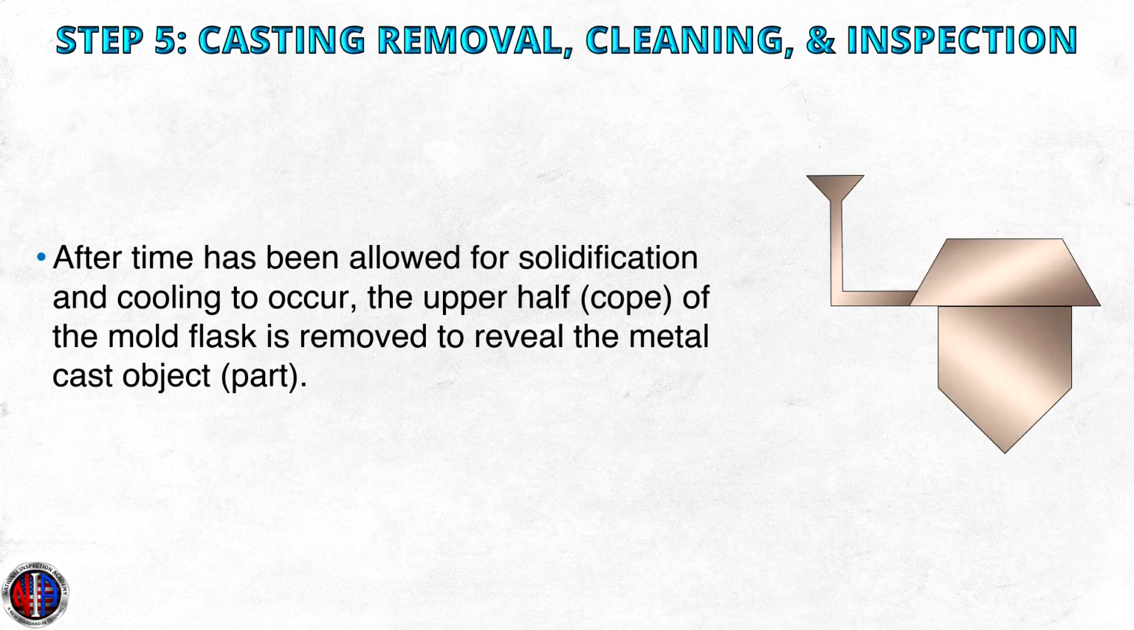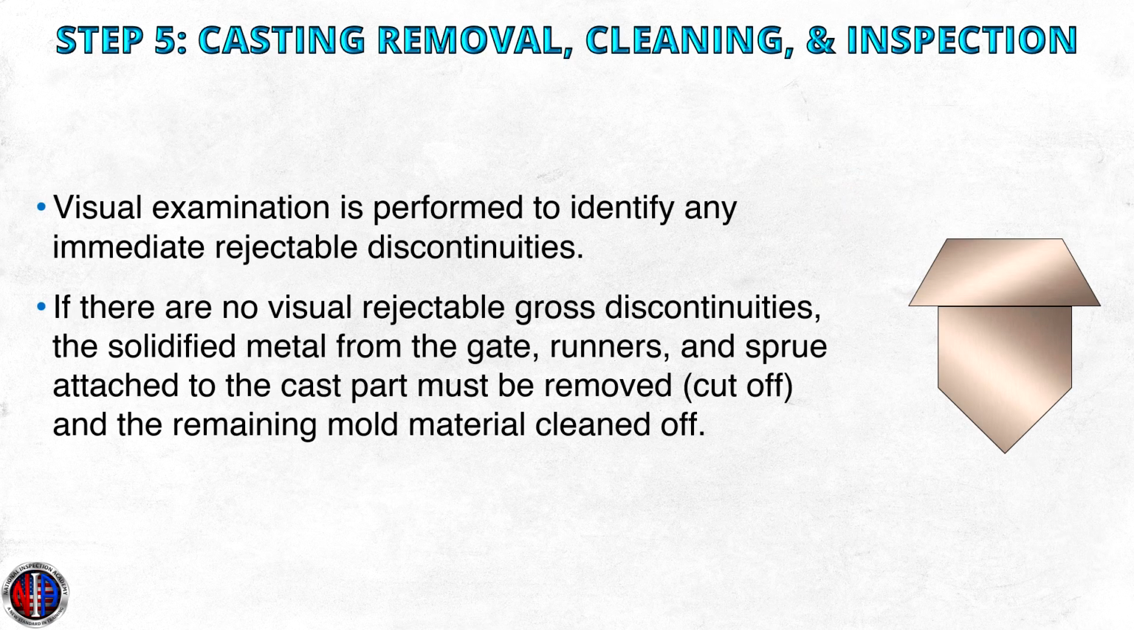Step 5. Casting product removal, cleaning, and inspection. After time has been allowed for solidification and cooling to occur, the upper half or cope of the mold flask is removed to reveal the metal cast object or part. A quick visual examination is performed to identify any immediate rejectable discontinuities. If there are no visual rejectable gross discontinuities, the solidified metal from the gate, runners, and sprue attached to the cast part must be removed by cutting them off, and the remaining mold material cleaned off.